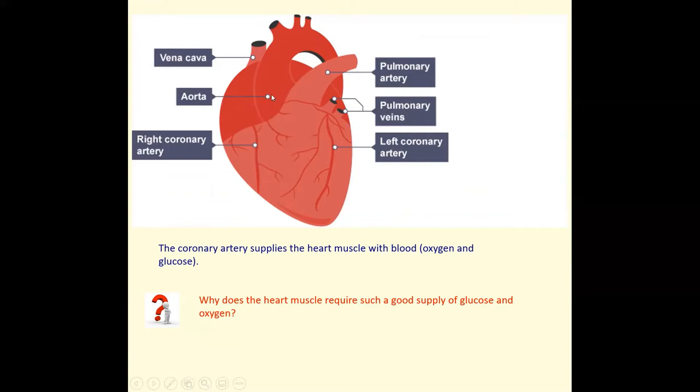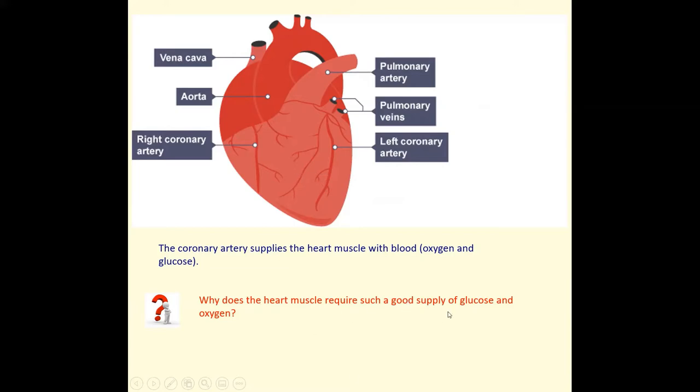So this blood passing out of the aorta and then back around the outside of the heart, this is what supplies the heart with oxygen and glucose and things like that that it needs. So the coronary arteries supply the heart muscle with blood, with the oxygen and glucose that the heart needs.